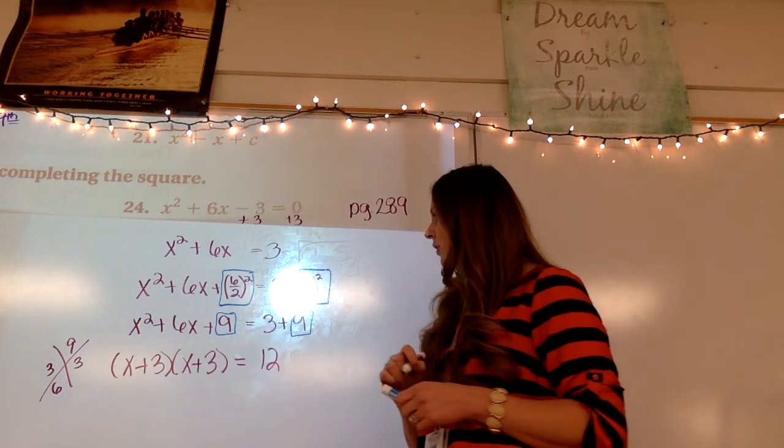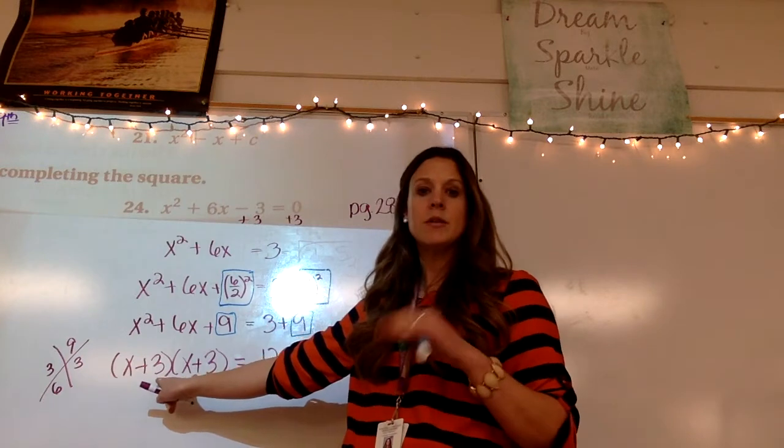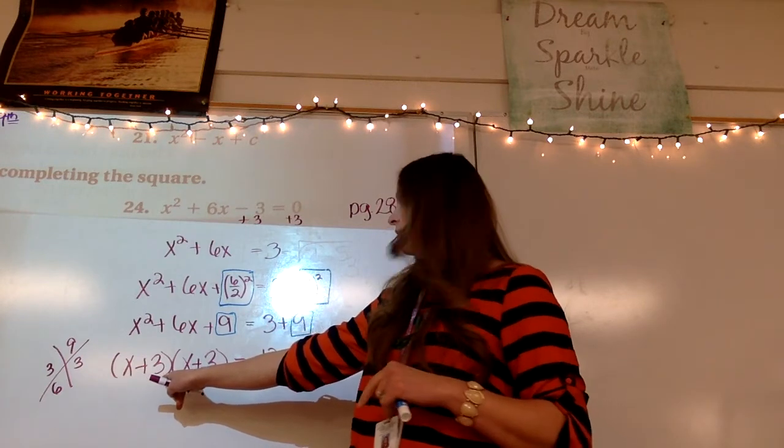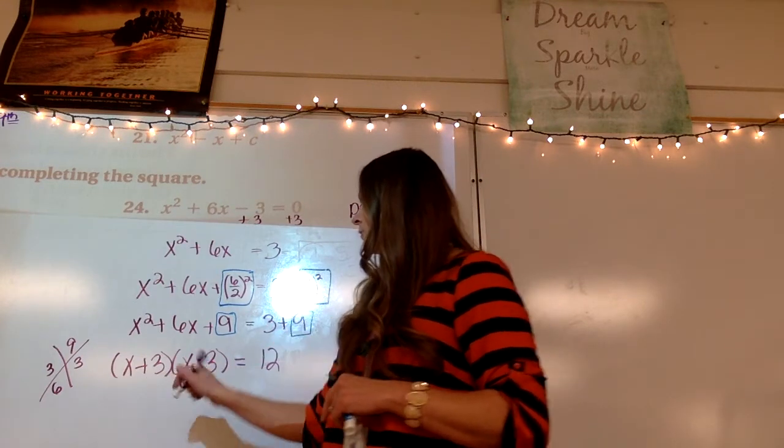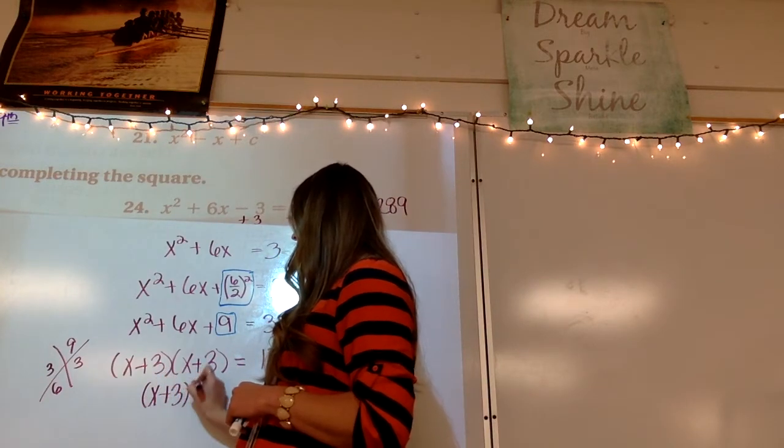And I'm going to add those together to get 12. It will be the exact same set of parentheses every time or something went wrong, because you are creating that. That is the whole purpose of doing what we do. So x plus 3 times itself is x plus 3 squared.